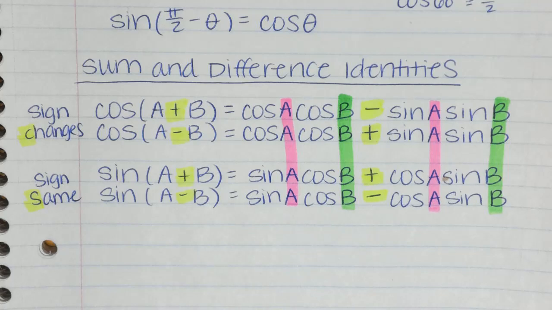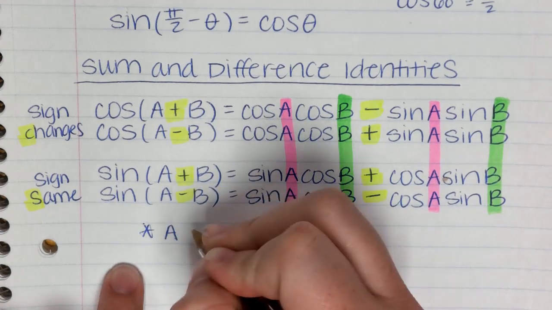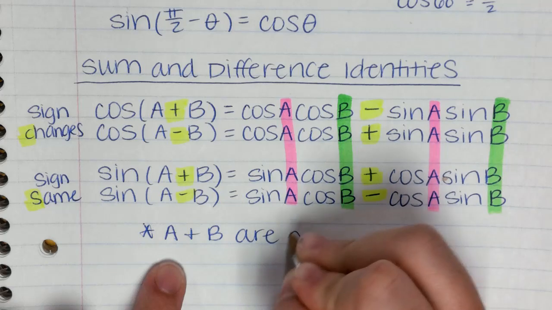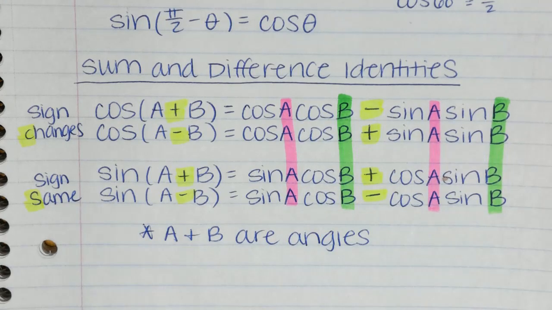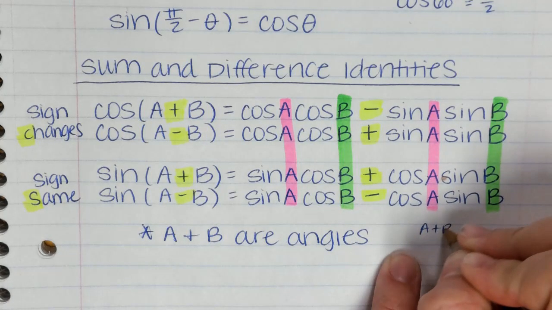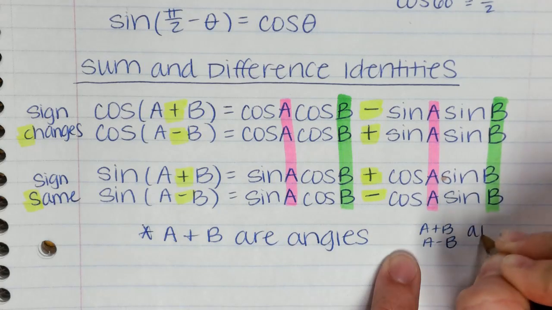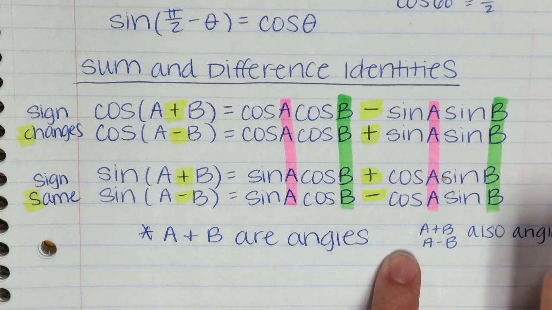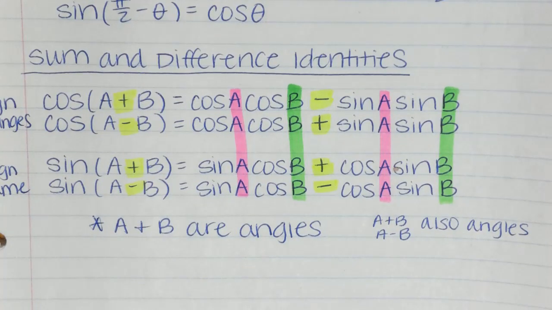Okay. I do want you to make a note here at the bottom that A and B are angles. And even though we just used radians in the last unit, today we're going to mix and match. We're going to use some radians and some degrees. It's been a minute since we've been doing degrees, but we can do some of that today. So A is an angle, B is an angle, but A plus B and A minus B are also angles. They might be bigger, they might be smaller, depending on if you're adding or subtracting.